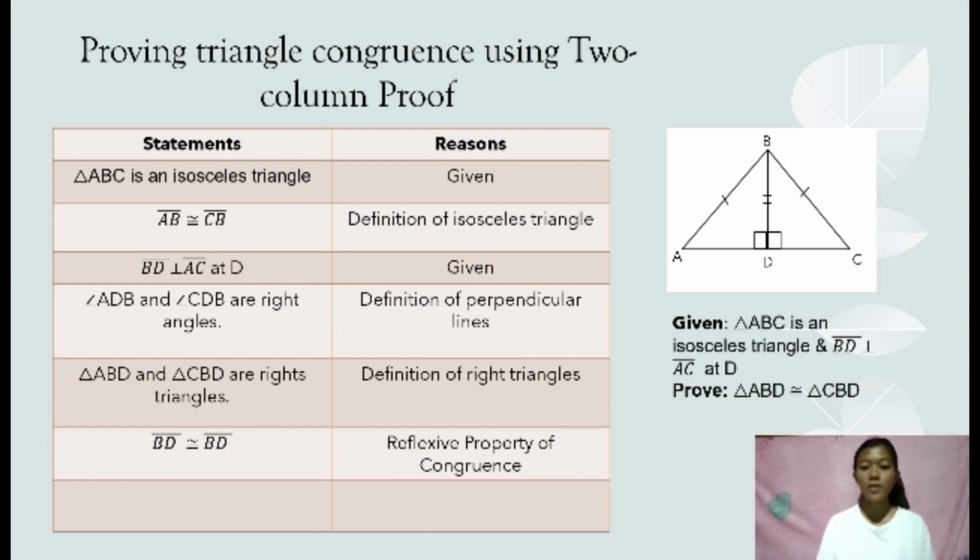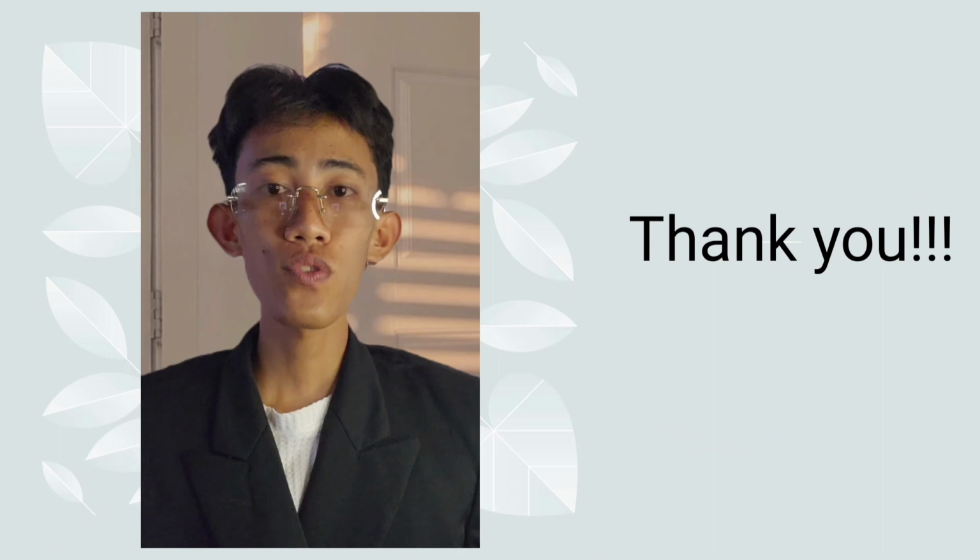So we can prove that triangle ABD is congruent to triangle CBD. The reason is the HL postulate, or hypotenuse leg postulate. As we can see, the leg and the hypotenuse are congruent. That's why the reason is the HL postulate, or hypotenuse leg postulate. So that's it, everyone.